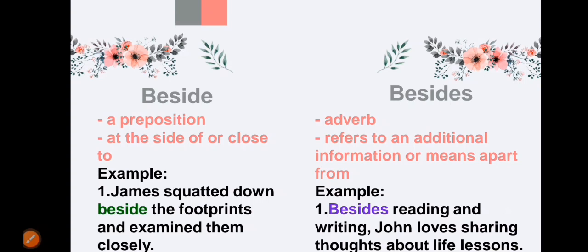Now, we use besides either as a preposition or an adverb. Once it is used as a preposition or an adverb, it refers to additional information, or it means apart from. We have this example. Besides reading and writing, John loves sharing thoughts about life lessons. So we use besides here to mean that in addition to sharing thoughts about life lessons, John also loves reading and writing.